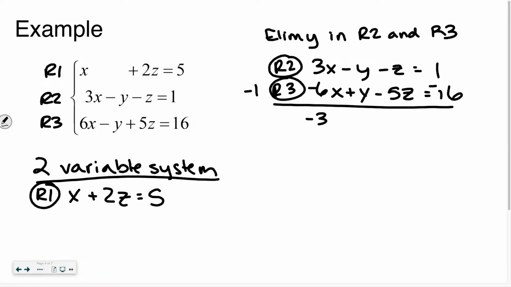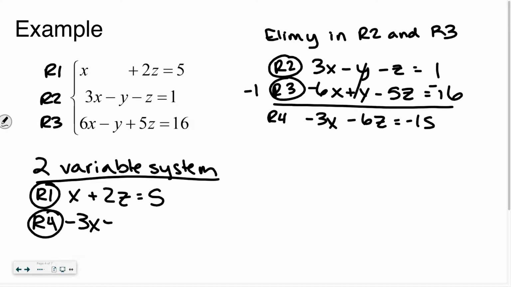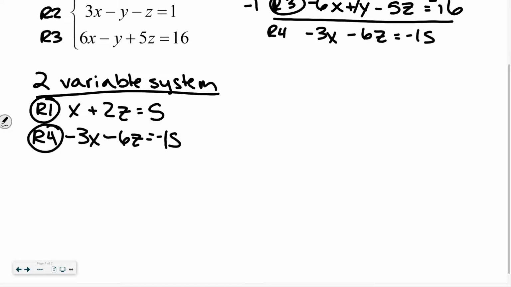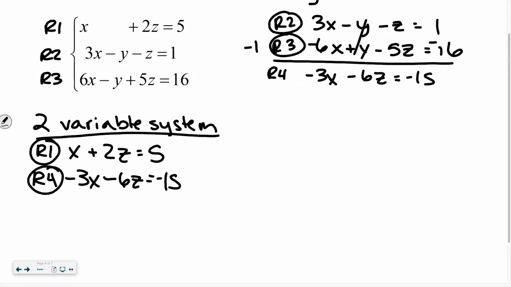Add down, I'm going to get -3x. My y's will cancel, minus 6z equals -15. That's going to be row 4, which I can add to my two variable system. -3x minus 6z equals -15. Okay. And if your group chose to multiply row 2 by -1, you should be okay. You have a different equation. It'll just be flipped signs, but you'll be fine.